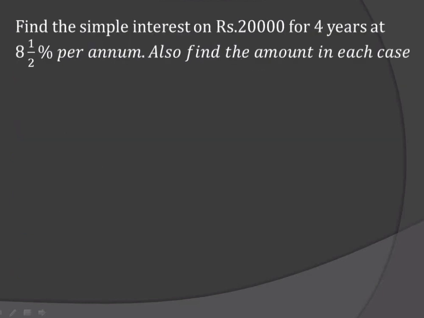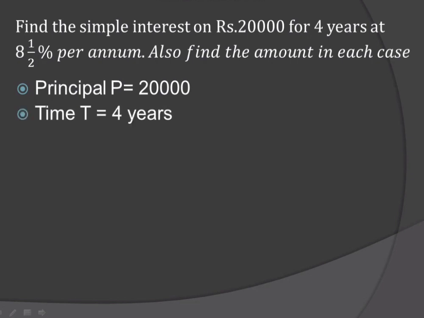Our first question is, find the simple interest on rupees 20,000 for 4 years at rate of 8 whole number 1 by 2% per annum. Also find the amount in each case. Now here this is the amount which we are submitting. So this is basically your principal. So principal P equals 20,000 rupees. Now time is your 4 years. So I can write T equals 4 years.